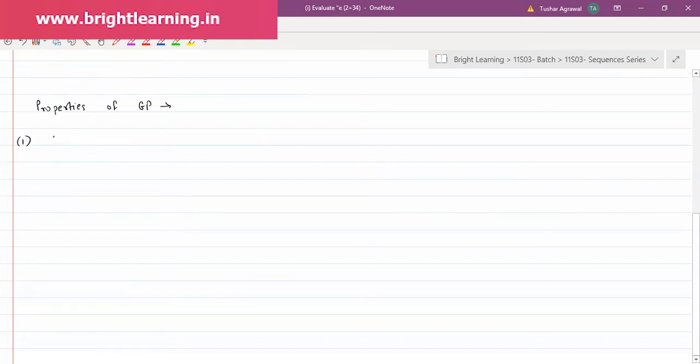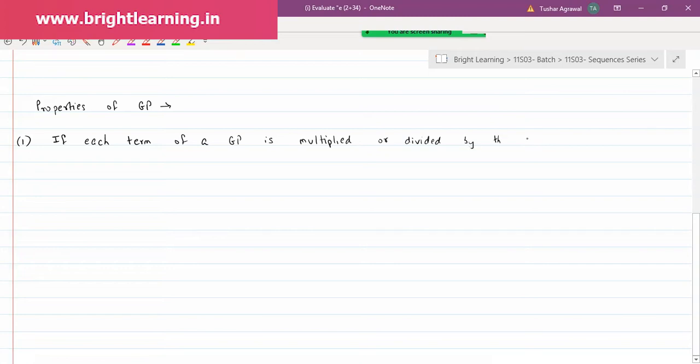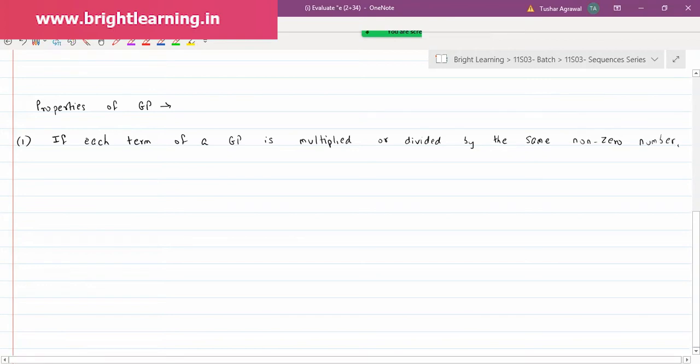Now some properties of GP. First, if each term of a geometric progression is multiplied or divided by the same non-zero number, the resulting sequence is also a GP, also a geometric progression.